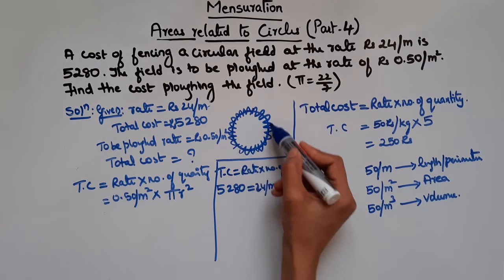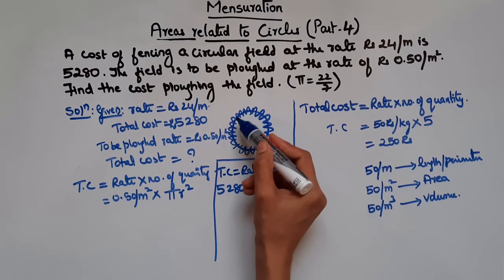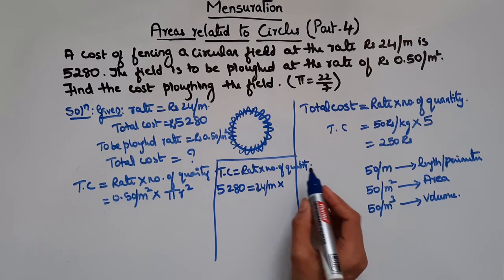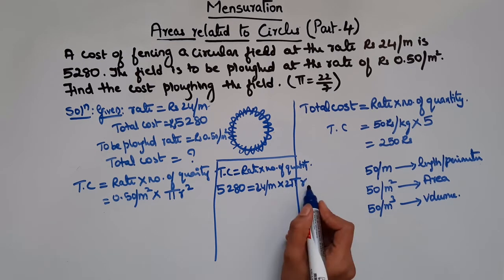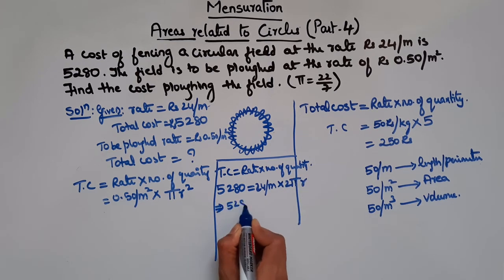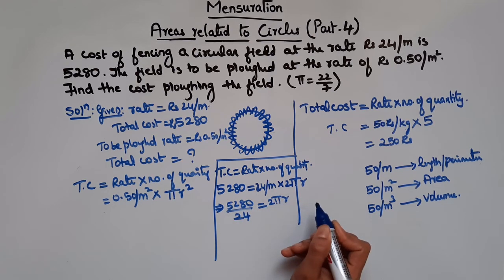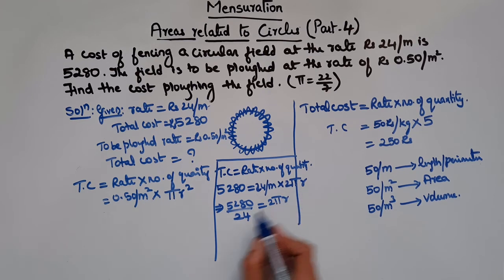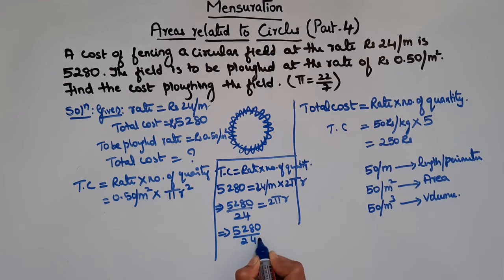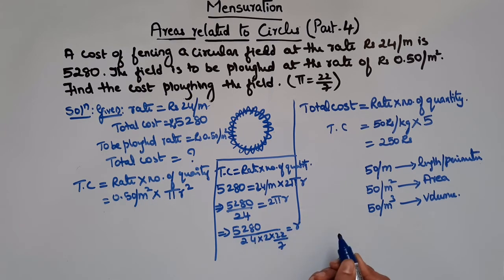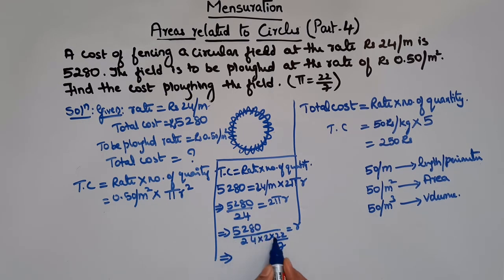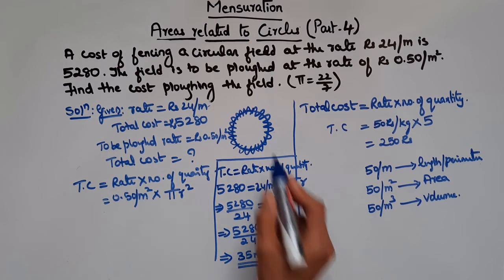So we know this is a circular field. So the perimeter of this field has to be its circumference, that is nothing but 2 pi r. So 5,280 by 24 is equal to 2 pi r. So here we have to find the value of r. So this implies r equals 5,280 by 24 into 1 by 2 into 7 by 22. When you simplify this, you will get 35 meters is equal to the radius of this circular field.